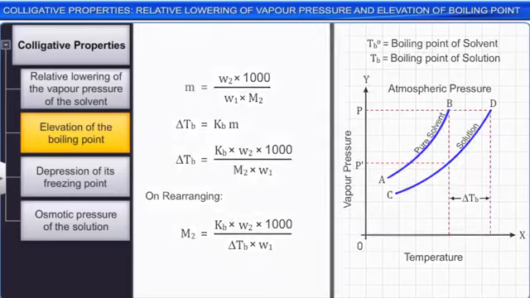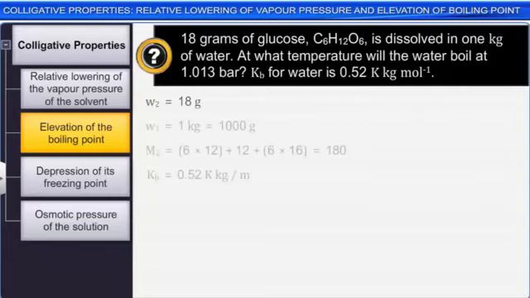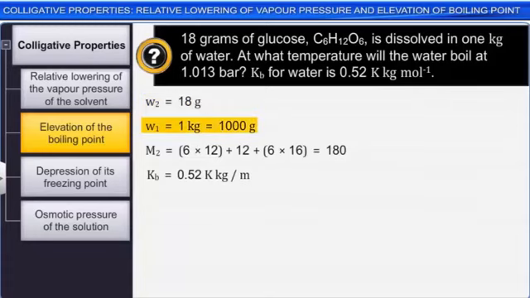18 grams of glucose, C6H12O6, is dissolved in 1 kg of water. At what temperature will the water boil at 1.013 bar? Kb for water is 0.52 Kelvin kg per mole. The first step is to list the variables given to us. W2 is equal to 18 grams. W1 is 1 kg. And Kb is equal to 0.52 Kelvin kg per mole. As we have to find the boiling point of the solution, we need to find the elevation in the boiling point.